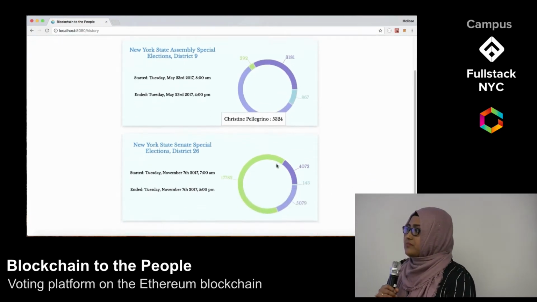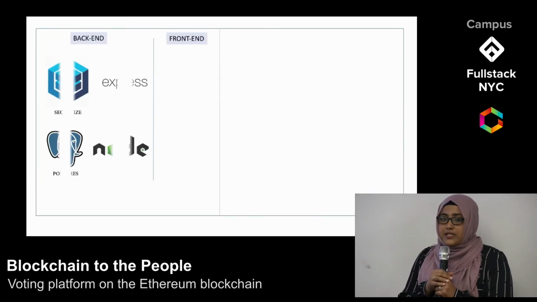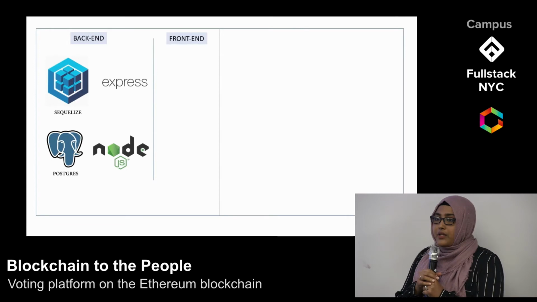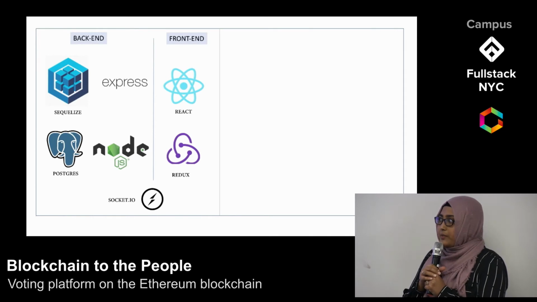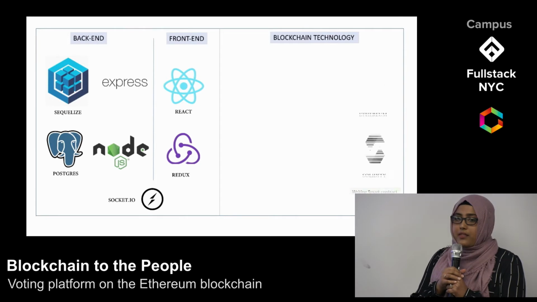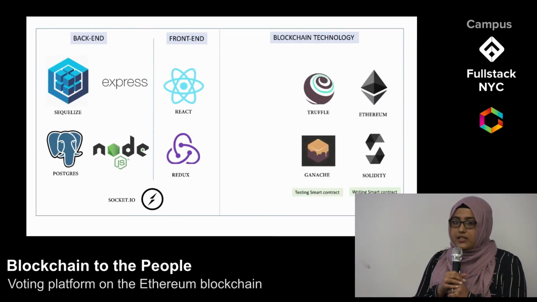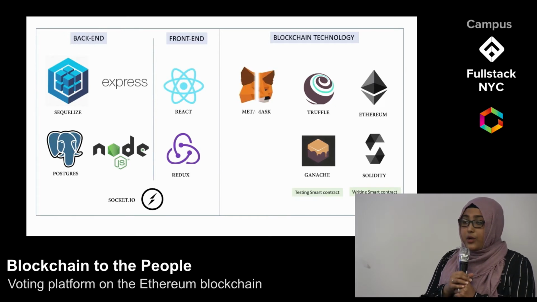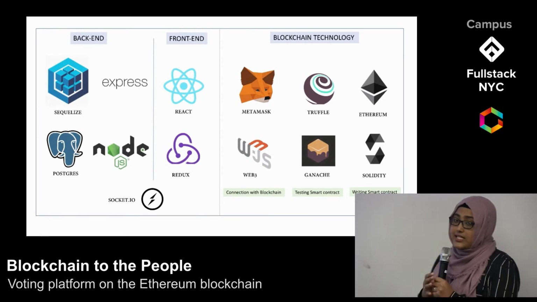Thank you, Kristen. I'd like to introduce you to the technologies that we used. We used Express and Sequelize for our backend, React and Redux to build our front end, and Socket.io to integrate real-time updates. To incorporate blockchain technology in our app, we used Ethereum and Solidity to write the smart contract, Truffle and Ganache to test the smart contract, Metamask to give users their own Ethereum wallet, and Web3 to create a connection between the app and the blockchain. So this is our stack.